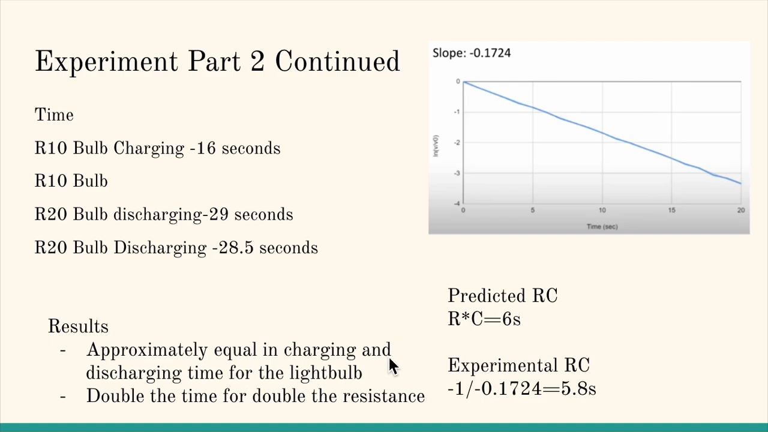We also calculated the time constant by multiplying the resistance times the capacitance, and that was given to be 6 seconds for that capacitor. When we experimentally measured that time constant, it was 5.8 seconds, so that's pretty close to our predicted value.